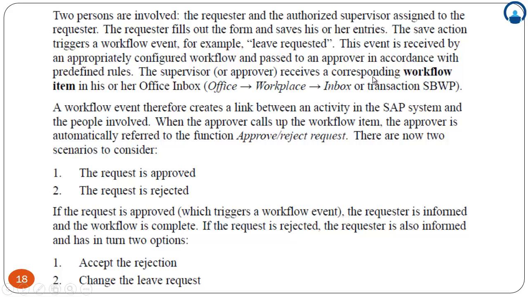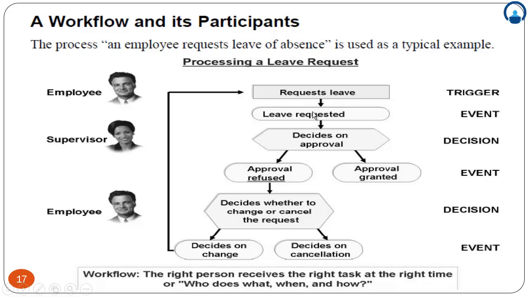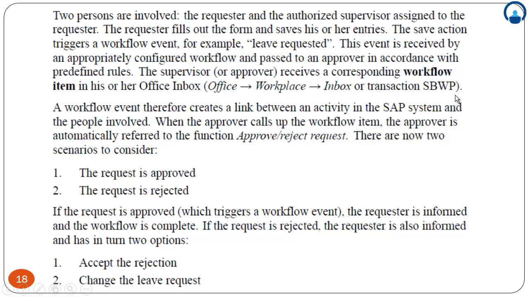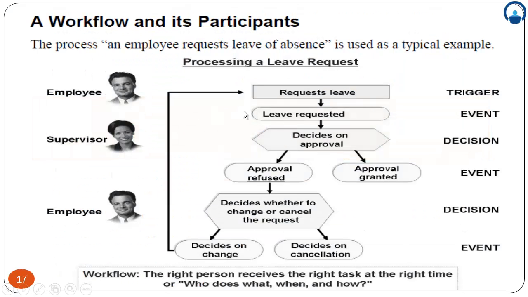The supervisor or the approver receives the corresponding workflow item in his or her office inbox. Once the employee has requested the leave via the SAP system, the supervisor will receive this in his office inbox. And how do we access the inbox in our particular SAP system? It is via transaction SBWP. A workflow event therefore creates a link between an activity in the SAP system and the people involved. So there are activities within the SAP system and also the people involved, and there is a link.